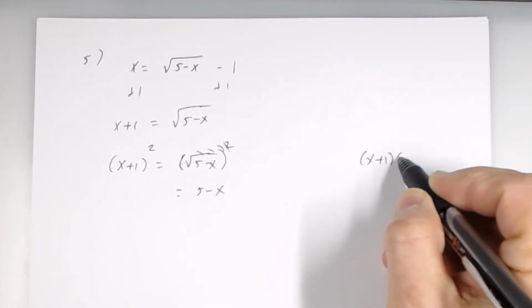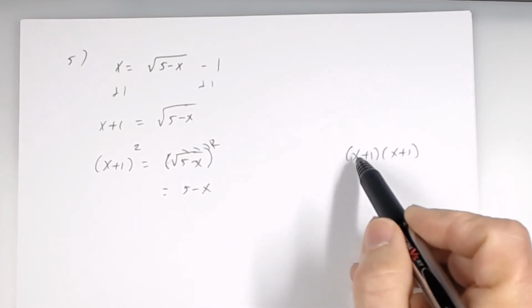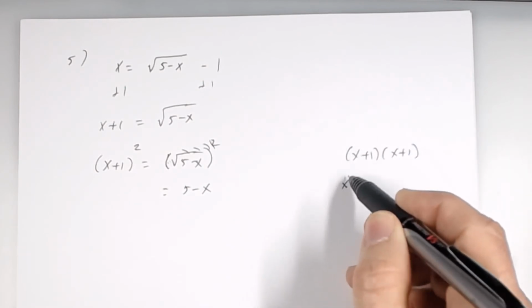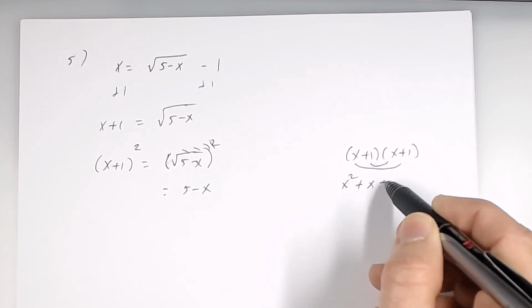So x plus 1 times x plus 1, right? All right, let's do the FOIL method. X times x? X squared. What's the outer? 1x, or plus x. Okay, and the inner? 1x.